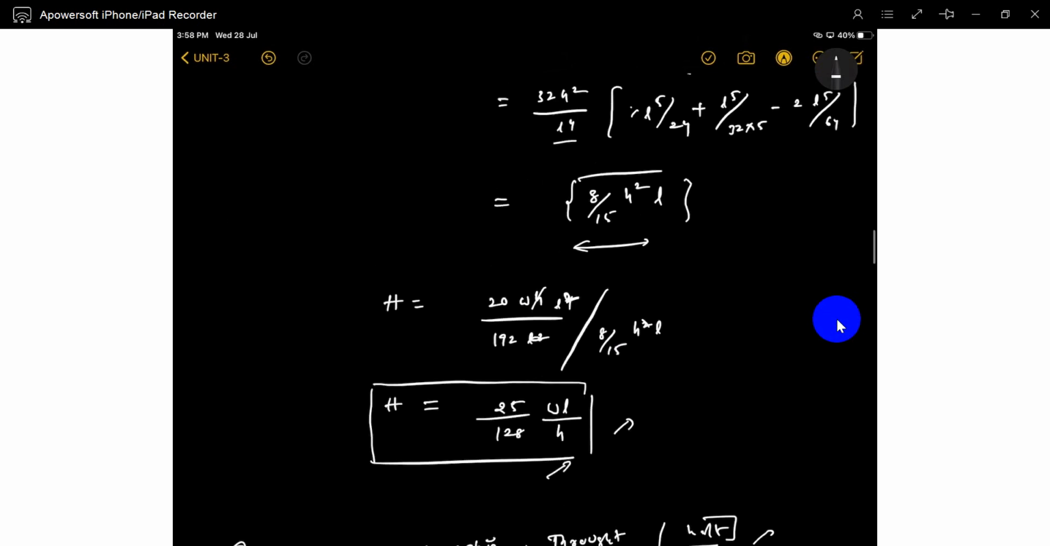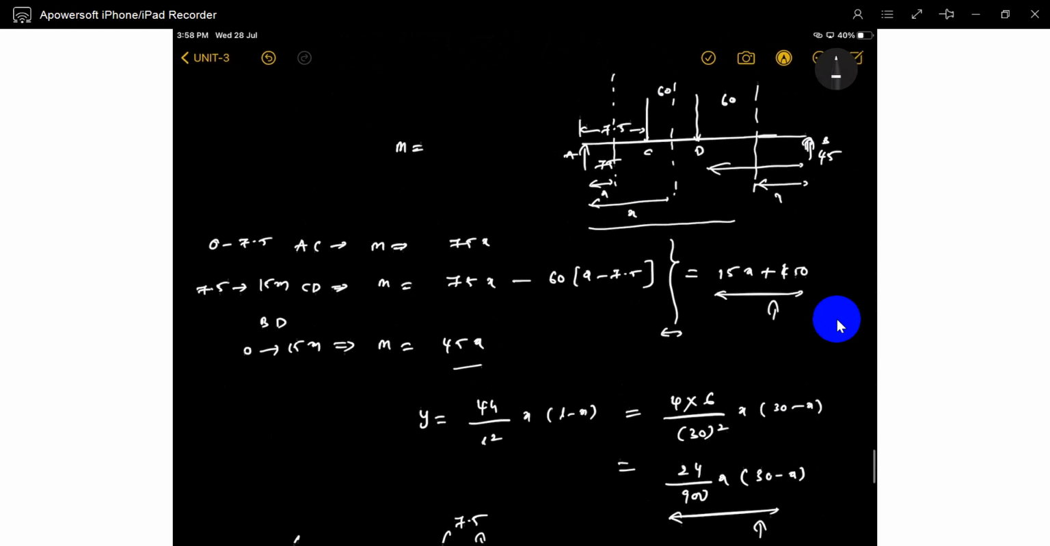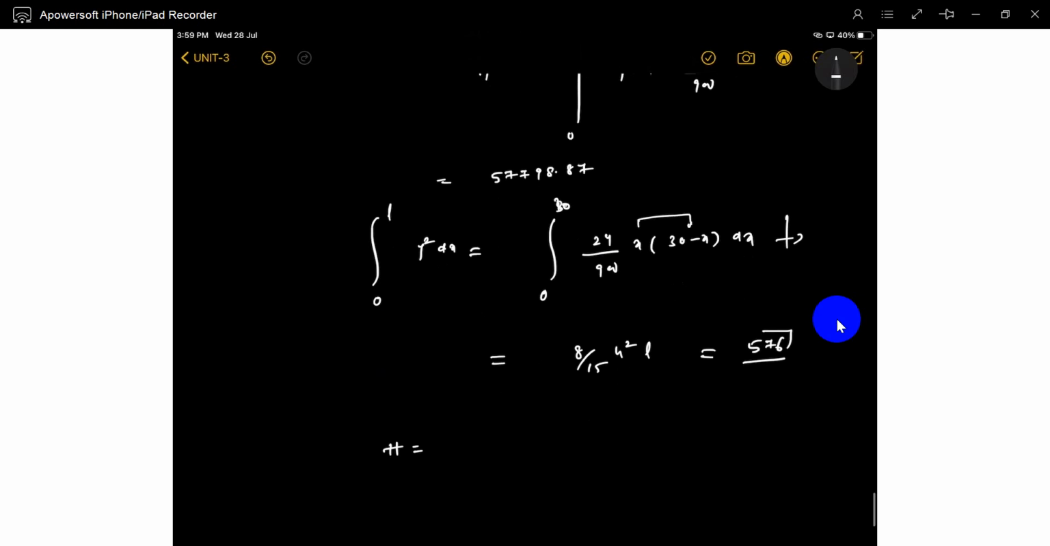If you remember this value, 8 by 15 h square by L, that is the integration of y square ds. If you remember that value also, you can put it. Otherwise, you can solve it. Just x square will come, substitute the values and you will get it. Otherwise, 8 by 15 h square L. To substitute values, you will get 576. So now what is h value?